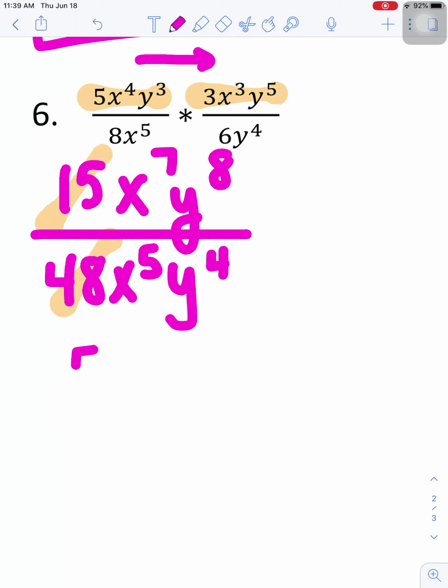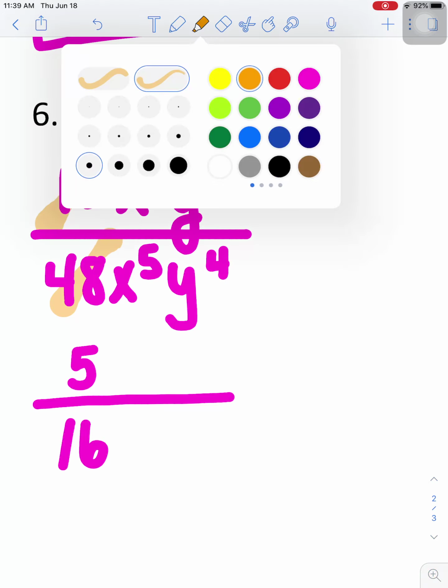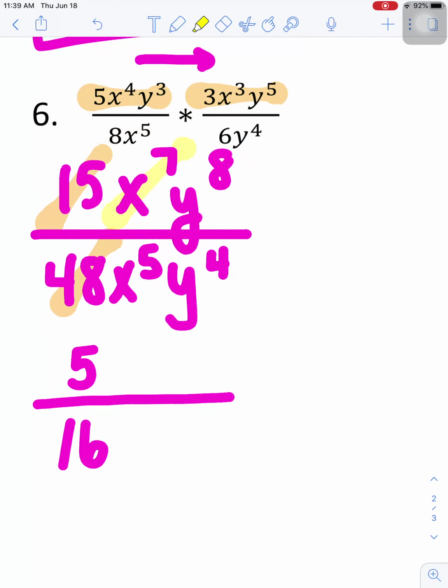3 goes into 15 5 times, and 3 goes into 48 16 times. So 15/48 would reduce to 5/16. Now, looking at our x's, you have an x to the 7th and an x to the 5th. That divides out nicely. It's top heavy, so your x would be in the numerator. You get an x squared left.